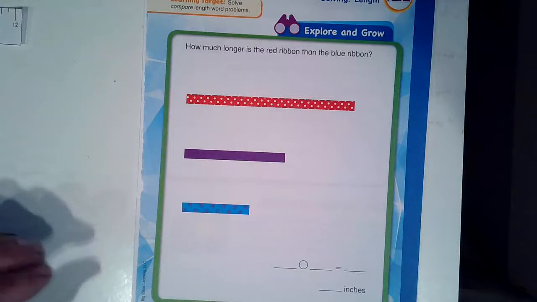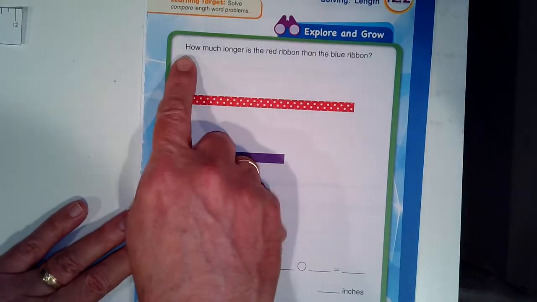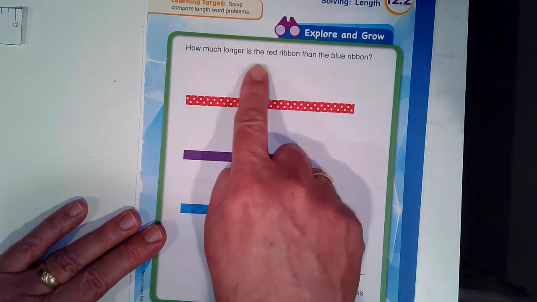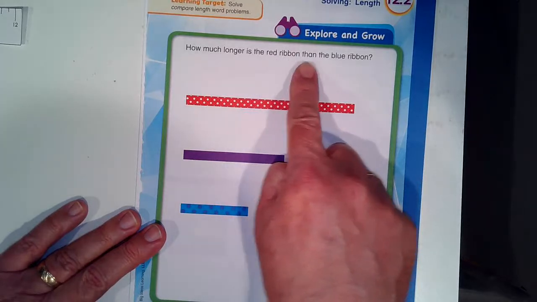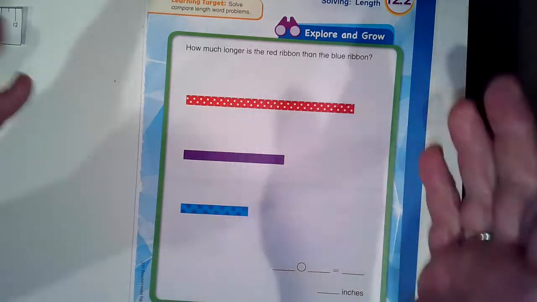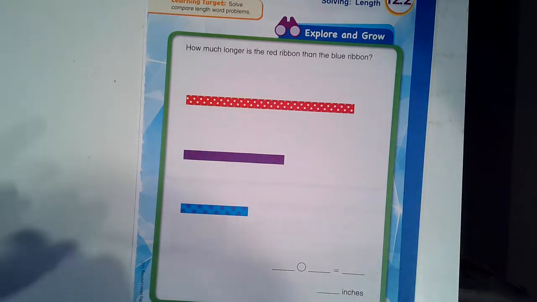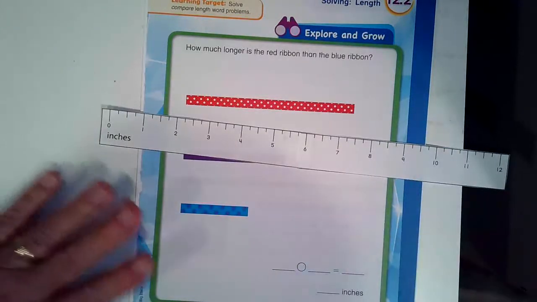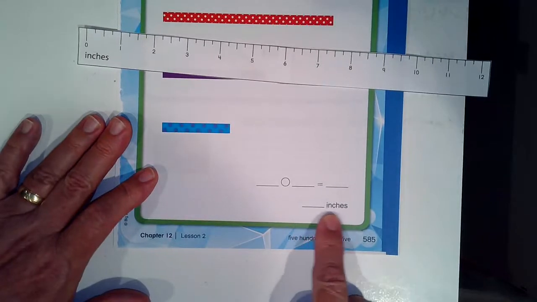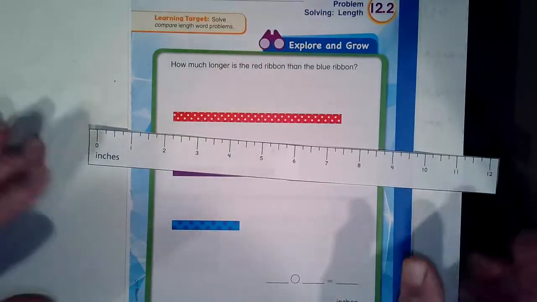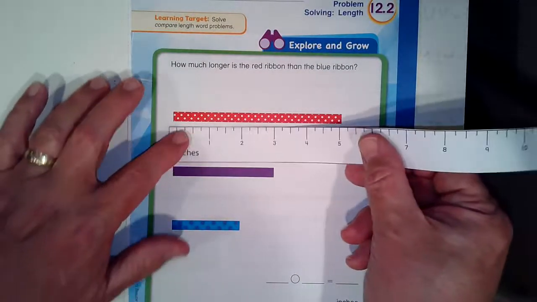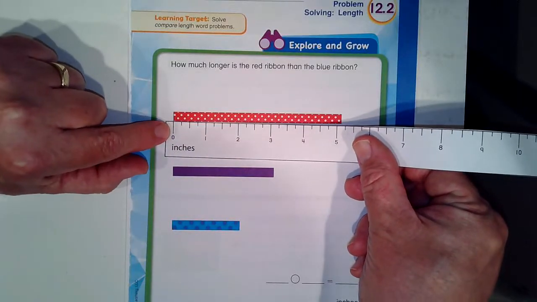All right, let me look at this question. How much longer is the red ribbon than the blue ribbon? Now, in order to do that, you will need to get your ruler. So, the answer that it's asking for is inches. So, we get out our ruler and we make sure to start measuring.